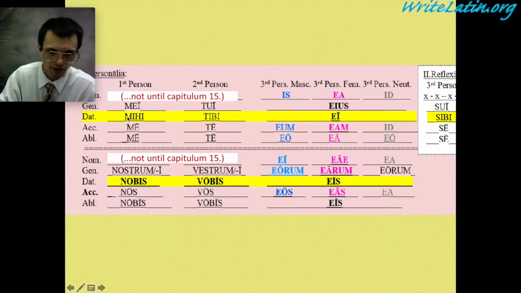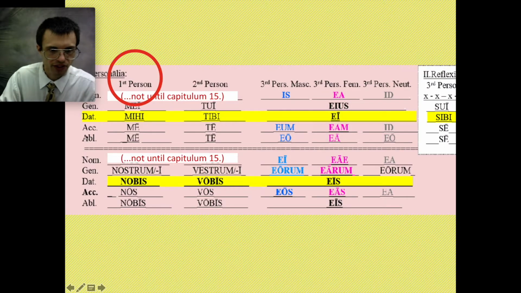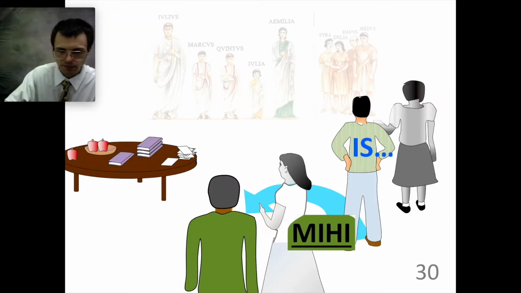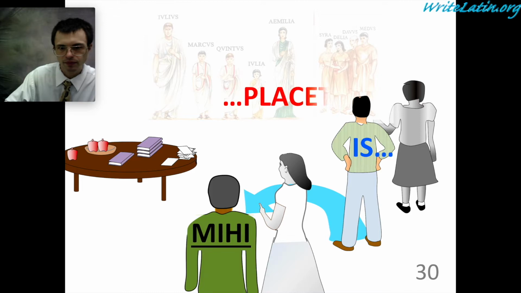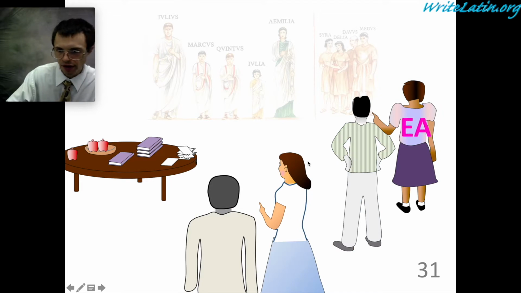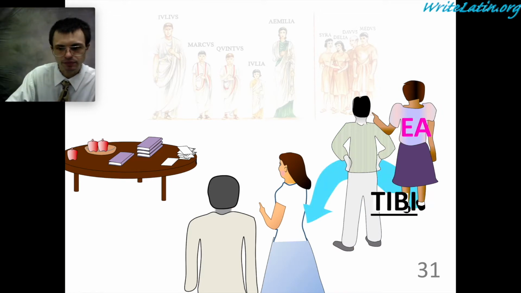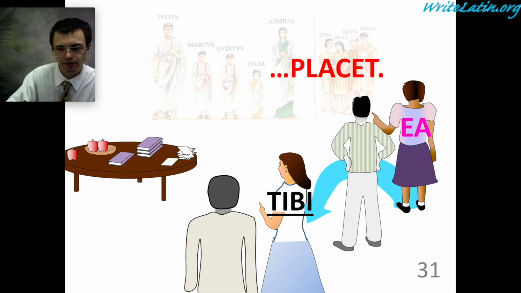So this one would be "he pleases to me." What would that be? Well, look at your charts that we were just at. First person singular, mihi, to or for me. And there it is. And last, pick up your verb, placet. He pleases me. All right, "she pleases you." What would that be? A tibi placet, right?